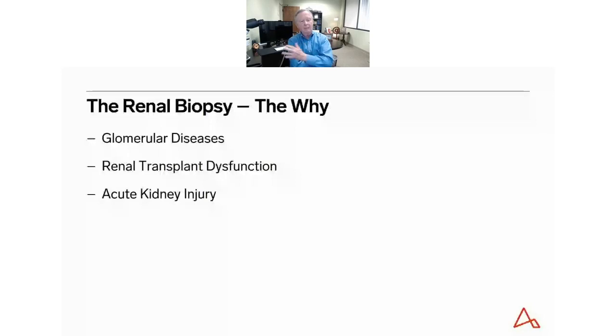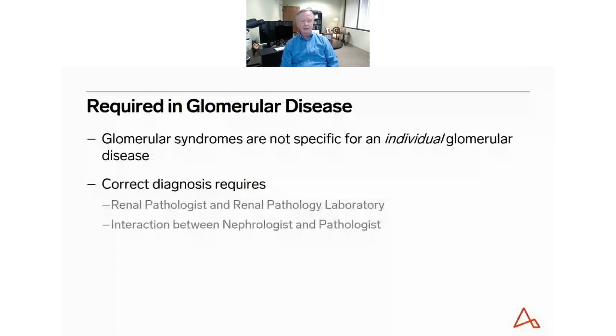So these are the primary reasons that people will perform a diagnostic medical renal biopsy. And the reason we still need to take tissue, in spite of all our advances over the last 20 years in genetics, proteomics, blood work, everything, is because these syndromes are so nonspecific for any individual glomerular disease.